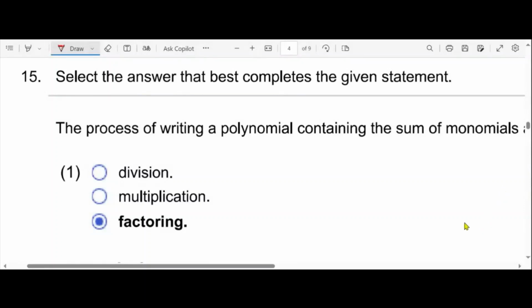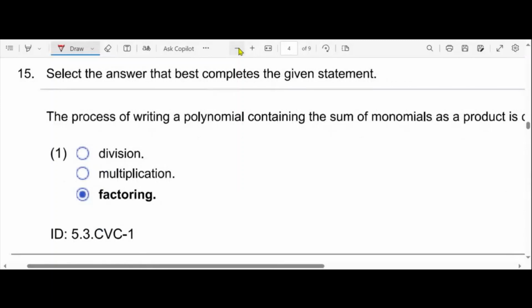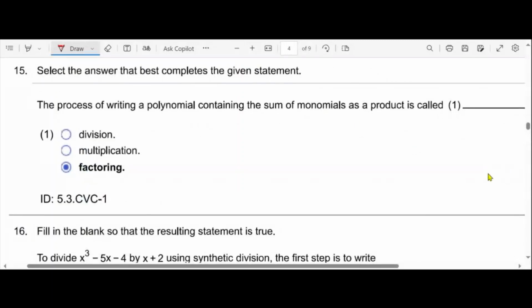Okay. Number 15. Select the answer that best completes the given statement. The process of writing a polynomial containing the sum of monomials as a product is called factoring. So the process of writing a polynomial containing the sum of monomials as a product is called what? Factoring.